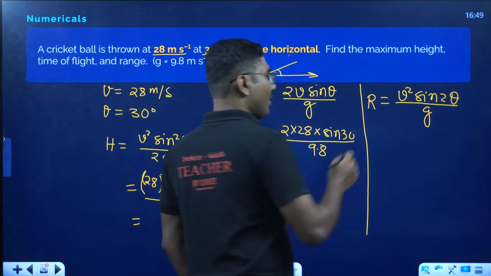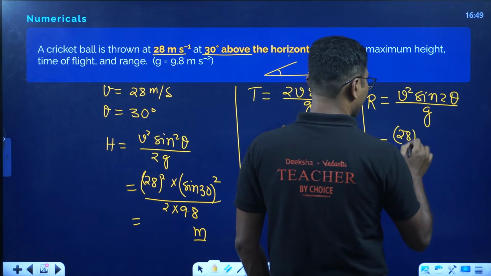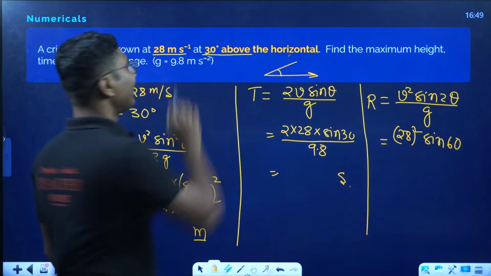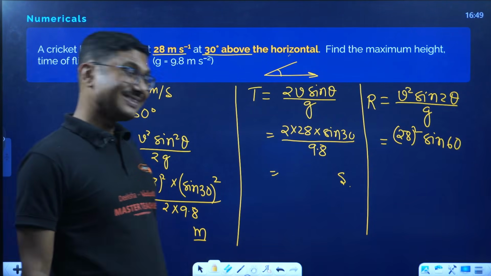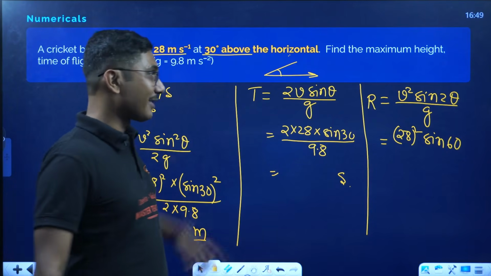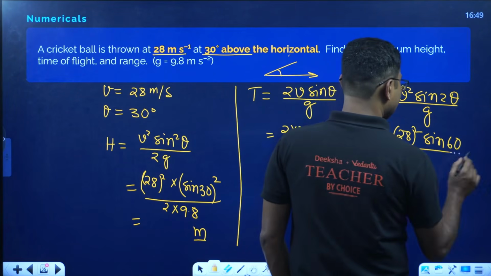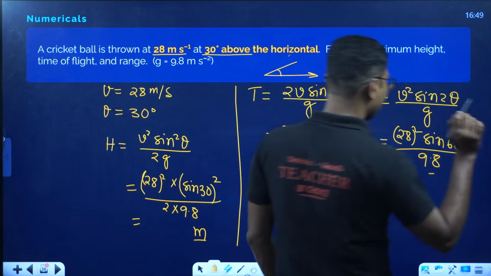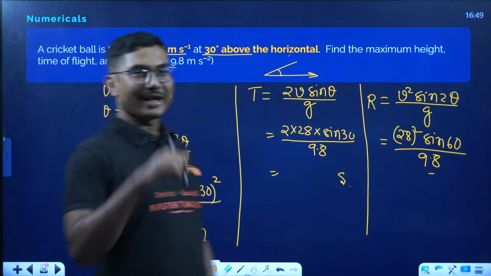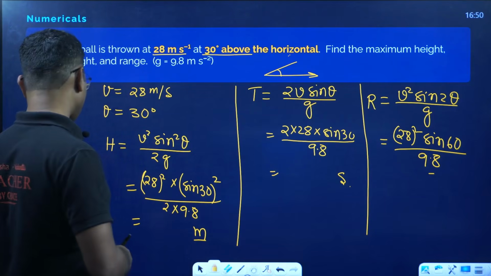Now again, v squared is 28 whole squared, sine 60. Why 60? Because 2 theta with theta as 30 becomes sine 60. That is one important point to remember: for calculating range, the value changes slightly. Divided by g, g is 9.8. Again simplify and tell me the answer in the comment section below. Calculate h, t and r and mention their values in the comments. I will see if you have solved it properly or not.